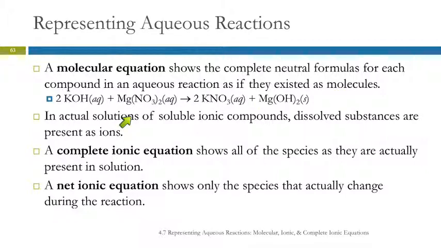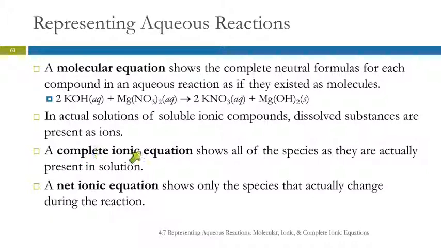So here, potassium hydroxide, aqueous. So it's dissolved in water. This is a soluble ionic compound. We know that that's going to be separated into ions, but we're going to write it as if it was together. Here, magnesium nitrate is soluble, but we're writing it as the neutral compound formula. And then over here, we're going to get potassium nitrate and magnesium hydroxide. So they're all the formulas for the neutral compound. This is useful for most things, but it doesn't actually describe what's happening in the solution.